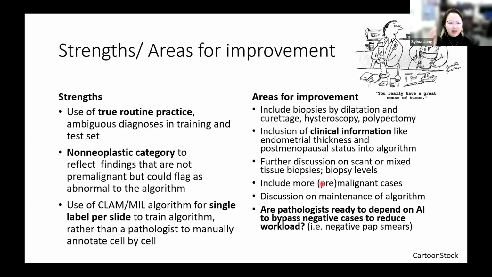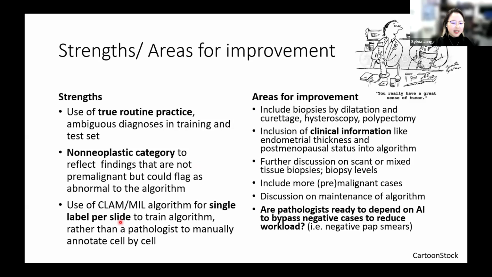And so for me, overall, I thought this paper was really great. I really liked that they used these, quote unquote, noisy test cases to better reflect real life practice. I thought it was great that they used a non-neoplastic category because there are some conditions like hormone effect that definitely don't look normal, but are definitely not neoplastic, but an algorithm could flag them as abnormal. So I think that was a great category to include, to clean up their data.